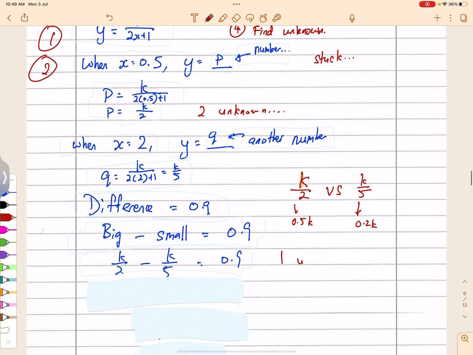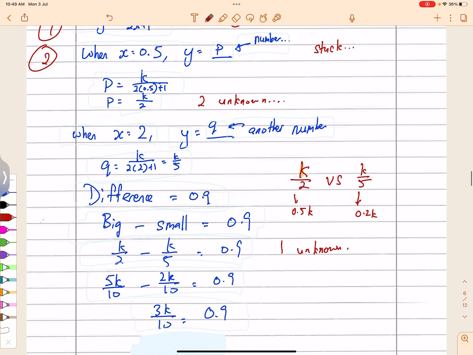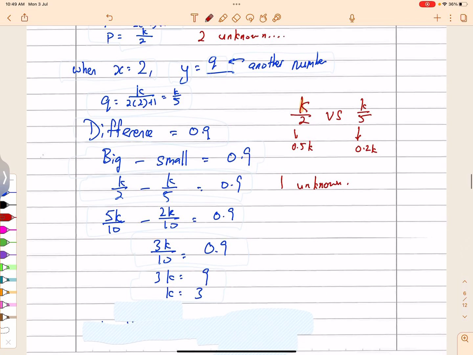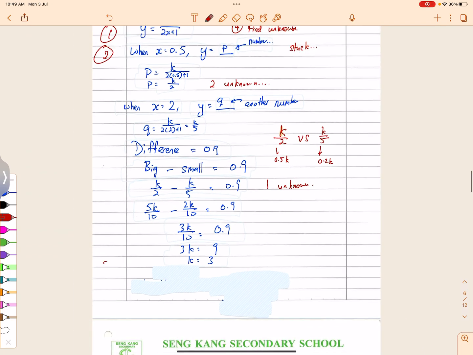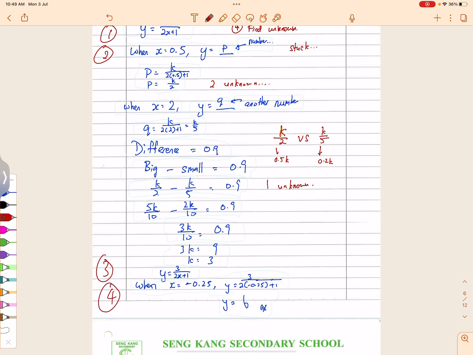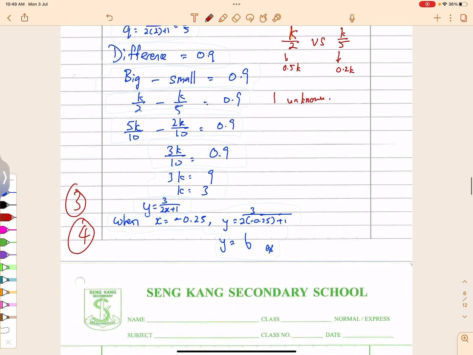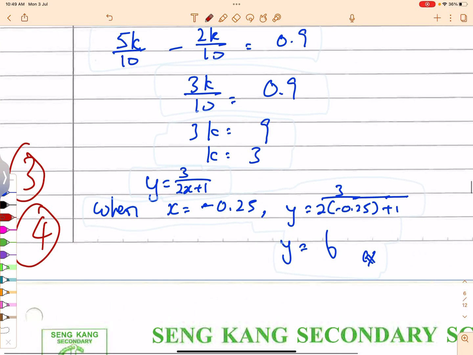Now this is one unknown, and this helps us to solve for the unknown. So putting it as the same fraction, combining it, and then cross multiply, divide, and so on, you get k equals 3. Now don't forget, this is our step number 2. Step number 3, I want to rewrite the equation. Step number 4, I want to solve the question. So put back the k equals 3 into the equation. When x is negative 0.25, y will be equal to 6.